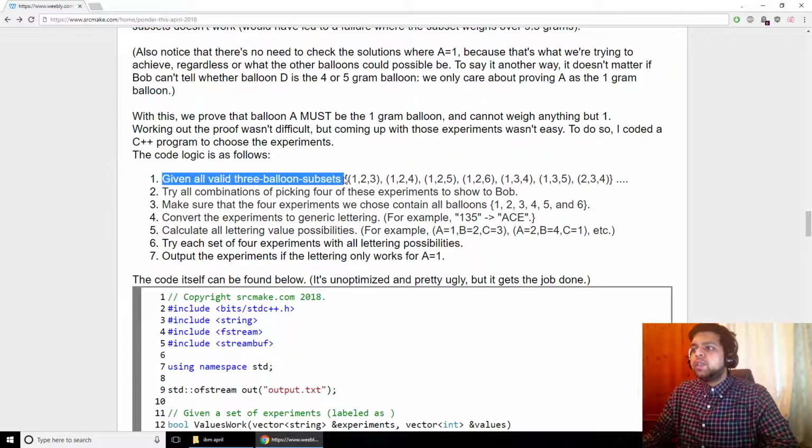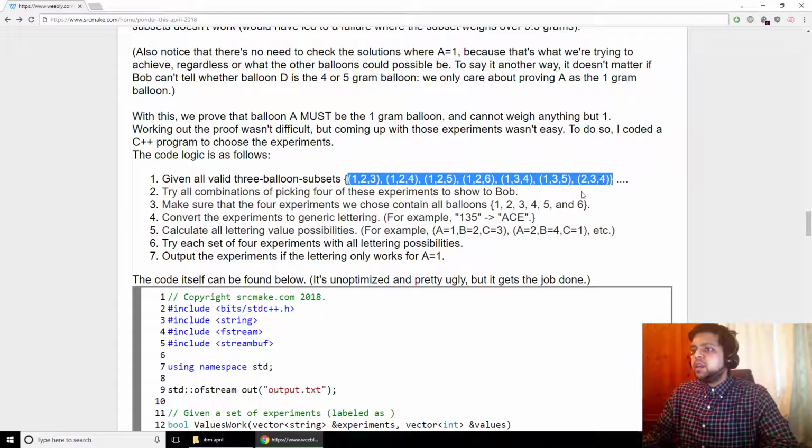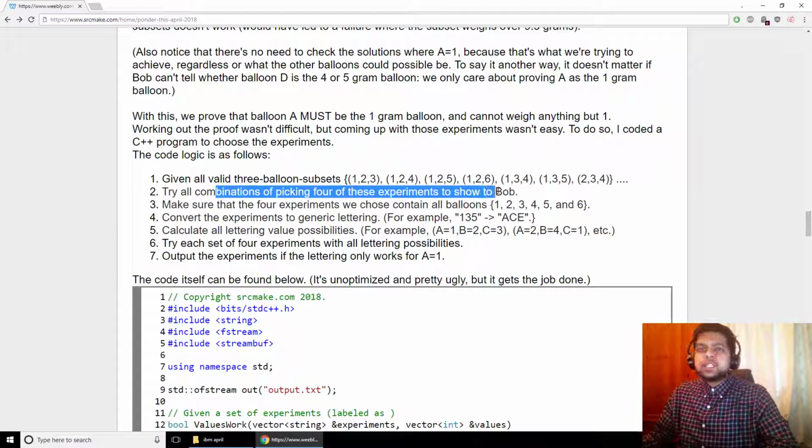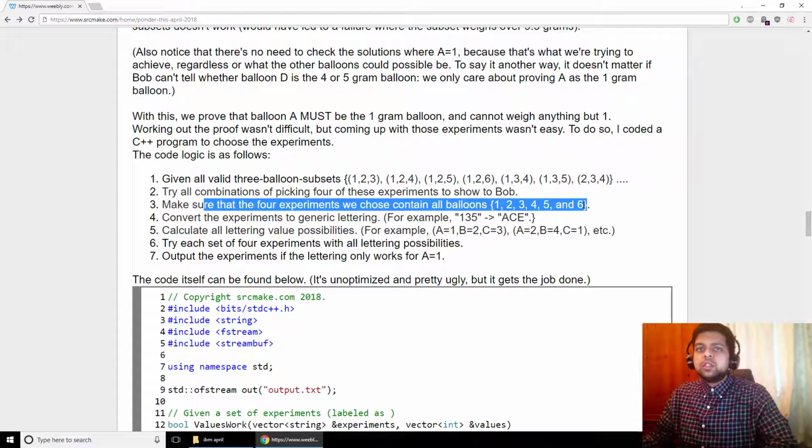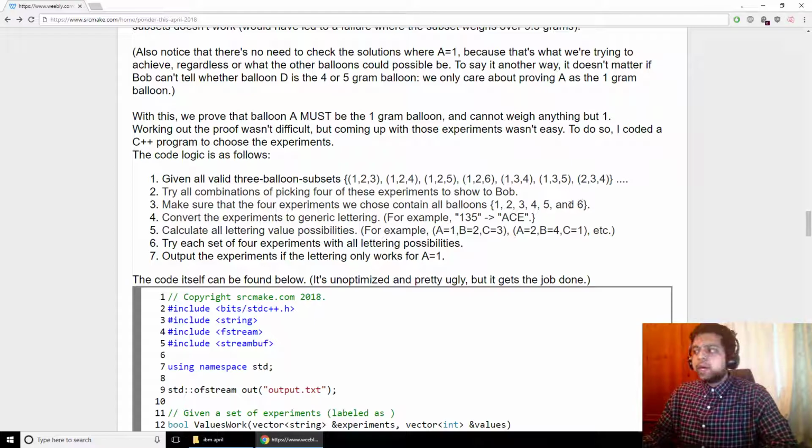So given all the valid 3 balloon subsets, which we know there are 7 possible ones, which are right here, try picking 4 of these experiments to show to Bob. So for example, we'll show Bob these 4 in one possible try, and in another try, we'll show him these 3 and this one, and we'll just choose 4 of these. We'll try all possibilities, and we want to make sure that all 4 of the experiments have all the balloons. We need to make sure we see 1, 2, 3, 4, 5, 6, because that's what we want to exploit in this set of experiments.